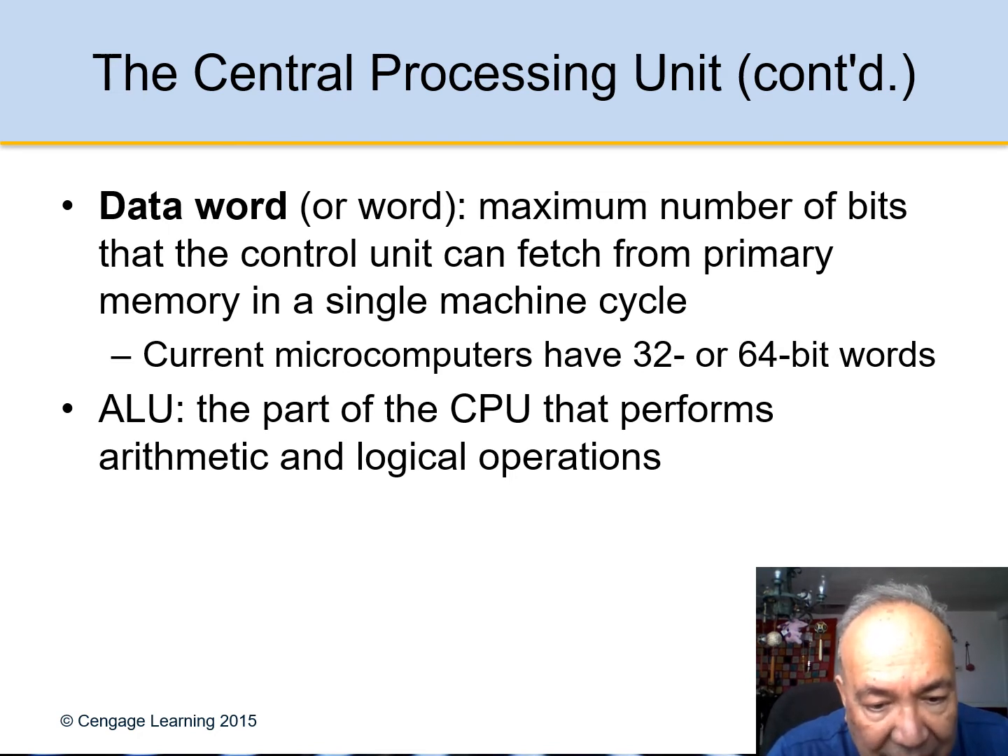So we have 7 operations on the ALU. Add, arithmetic; subtract, arithmetic; multiply, arithmetic; divide, arithmetic. Logical operations, greater than, comparison. Is this greater than this? Is this larger than this? Is this smaller than this? Or are they equal? So 7 operations there.